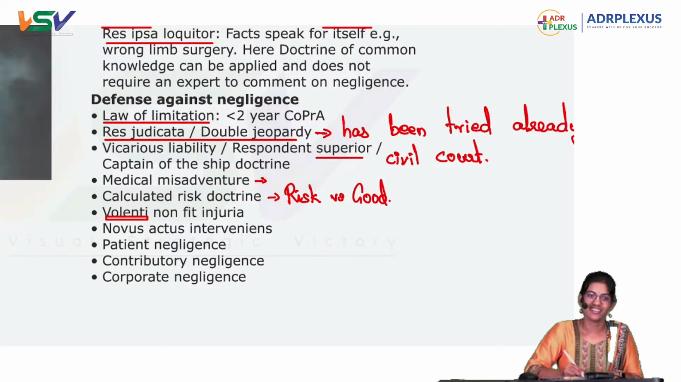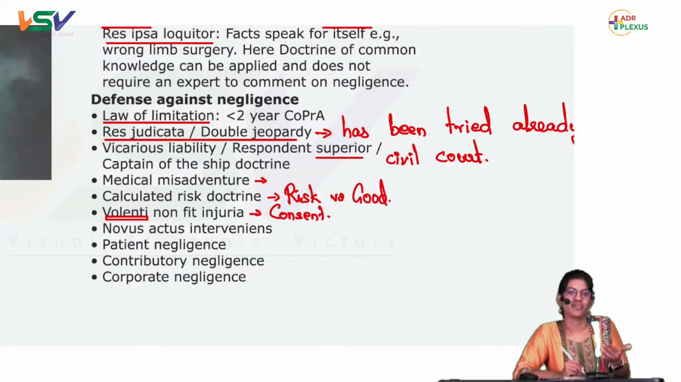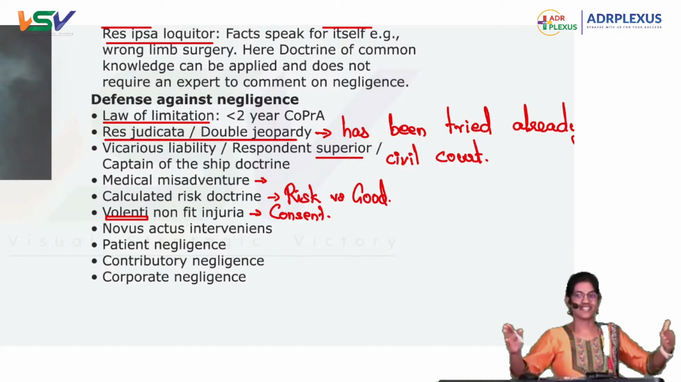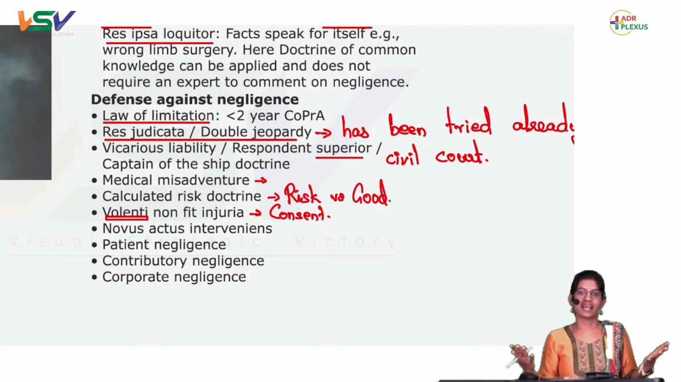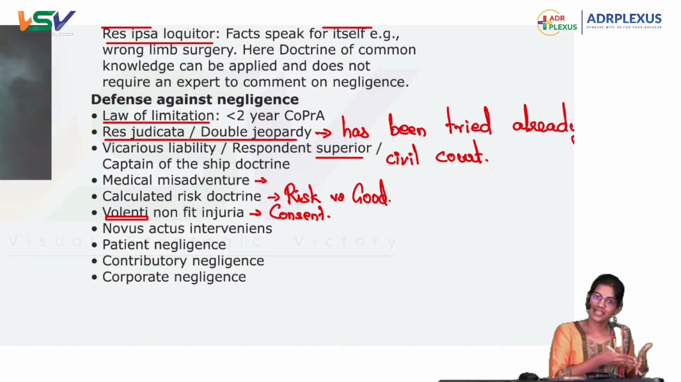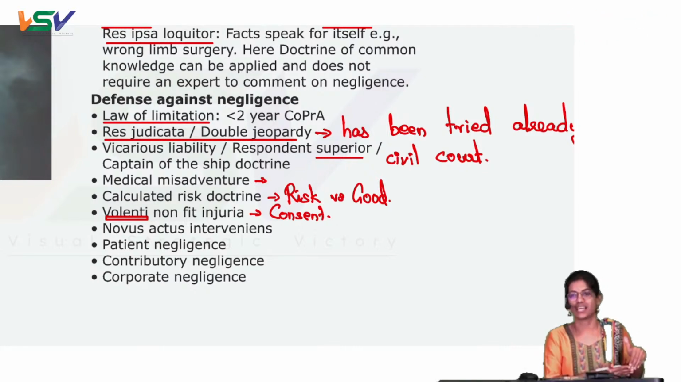Volunteer means volunteering, which means the patient gave consent. Volenti non fit injuria means the patient did give consent. Novus actus interveniens, intermediate act. You sent the patient, the ambulance met with an accident. Right? So though the doctor who has seen the patient first has been negligent, if there is an intervening act, that becomes novus actus interveniens.